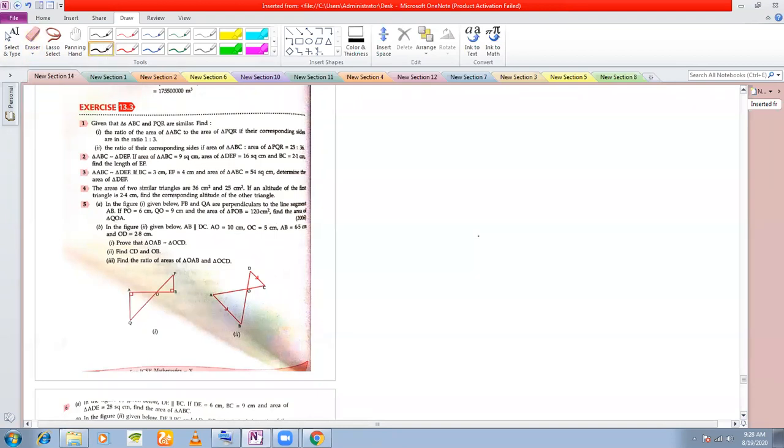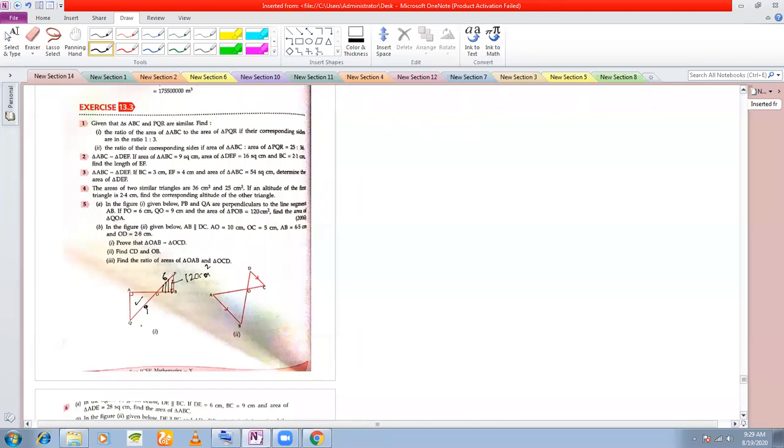If PO is equal to 6 centimeters, and QO is 9 centimeters, and the area of triangle POB is given to be 120 centimeter square. Find the area of triangle QOA. You need to find the area of this triangle.